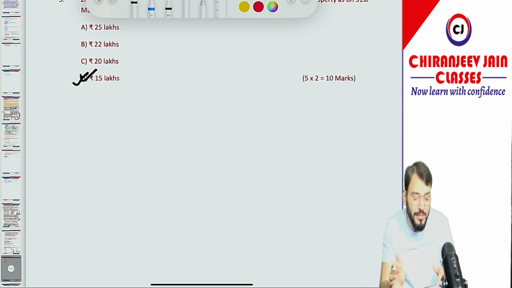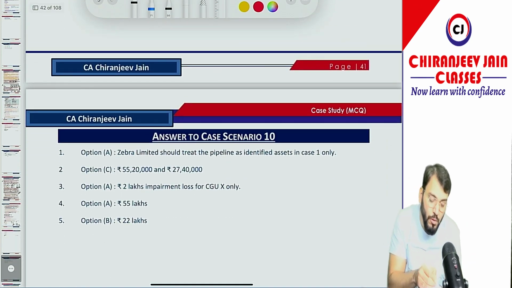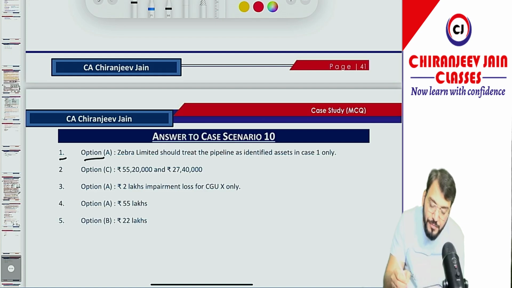Let's see what the option has been given. So point number 1, option number A is correct. Point number 2, option number C is correct. Point number 3, option number A is correct. Point number 4, option number A is correct.